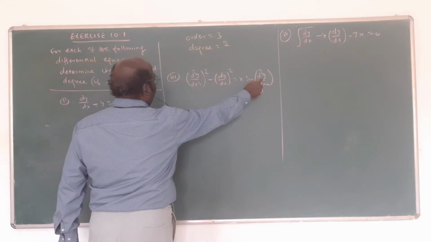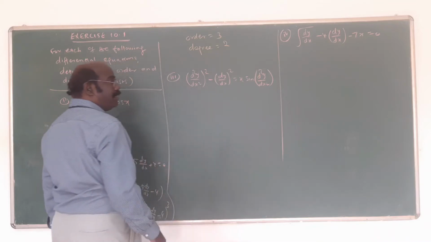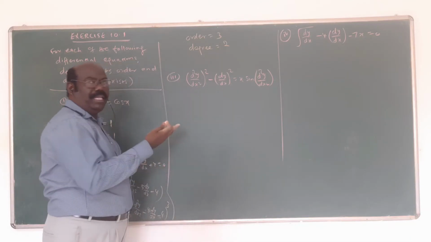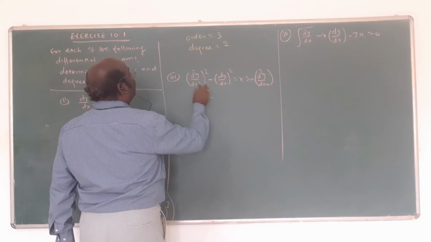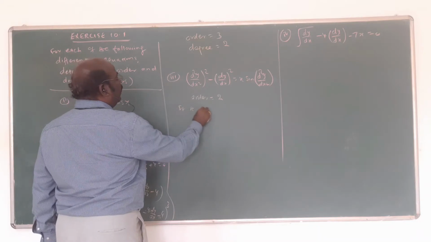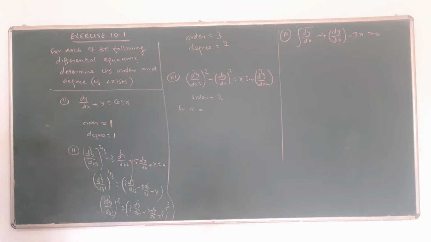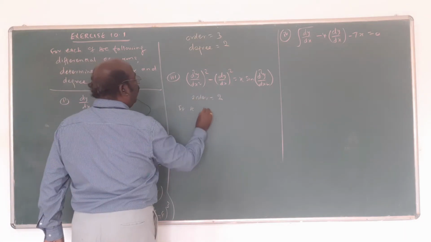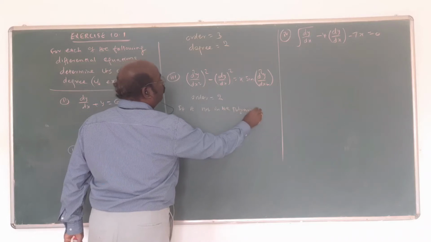Next problem. From the question itself, this is second order, this is first order, this is second order. But in the second order term, there is a sine of something inside, so that is not a polynomial equation. Mind it. Anyway, the order is second order, but it is not in polynomial form.